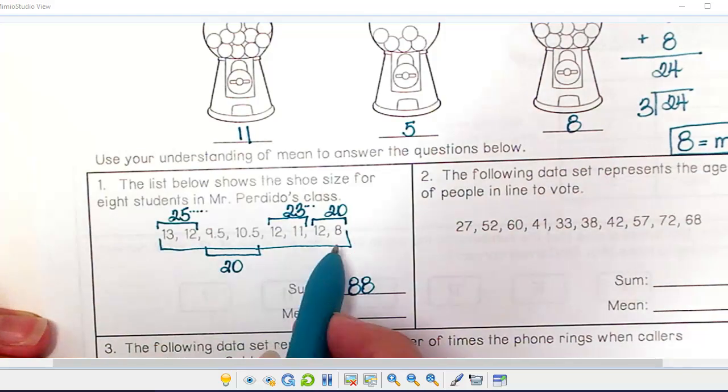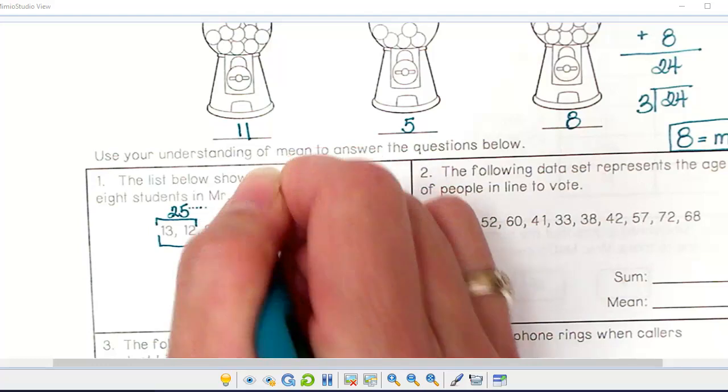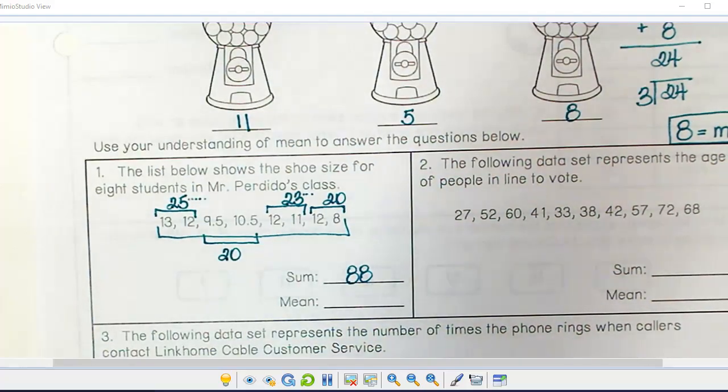Again, if you don't like the way I kind of grouped and rearranged, just add them up in a column. 13 plus 12 plus 9.5 plus 10.5. Of course, 9.5 and 10.5 have a decimal. You need to make sure that you pay attention to where that's placed. All right, so adding them all together, I get 88.